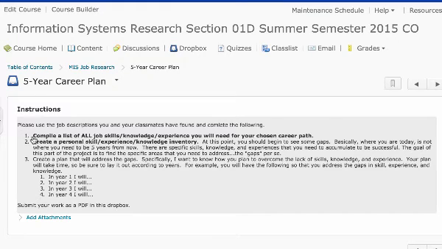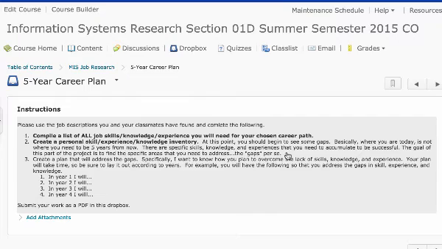Step number 2 is point A. That's where you are. So your list of where you are today is not going to be as full as the list of where you should be 5 years from now. So you're going to see some gaps.